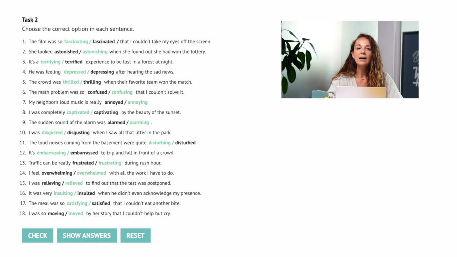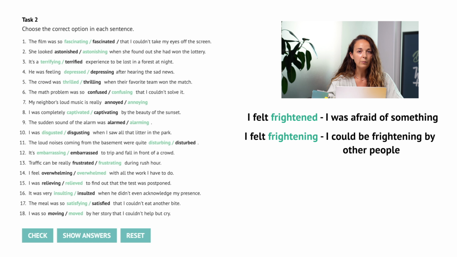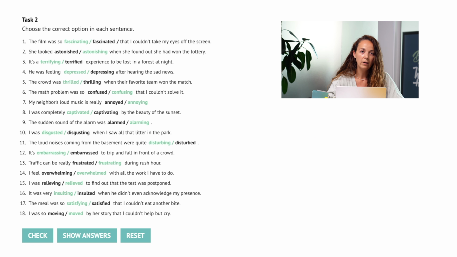For example, I felt frightened. It means I was afraid of something. But I felt frightening means that I could be described as frightening by other people. Maybe it was a Halloween costume that I was describing, or it was just a bad hair day, you know. Okay, let's move on to the final task for today.